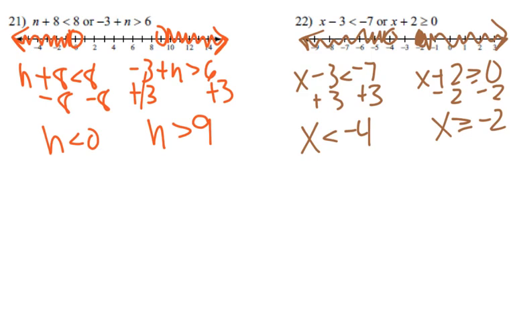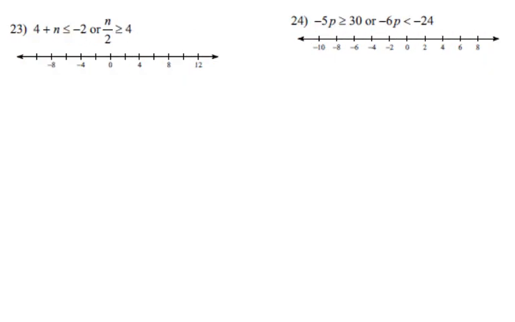Okay, so we just treat each inequality separately, do the inverse operation to get the variable by itself, and then just shade on the graph. So, 23.